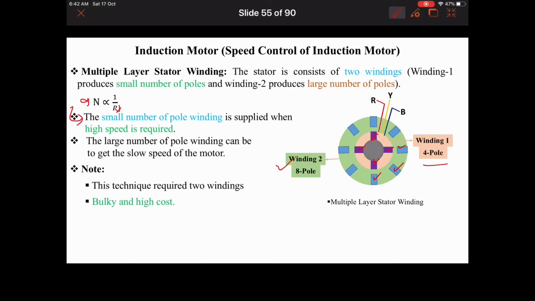The large number of pole winding gives the slow speed of the motor, because if we are increasing the number of poles, it means the speed will decrease. So whenever we require the slower speed, we will connect the large number of pole winding. Note, this technique requires two windings. It means the machine will be bulky and high cost.